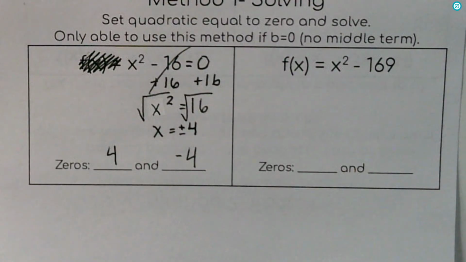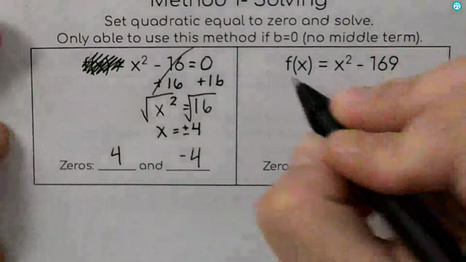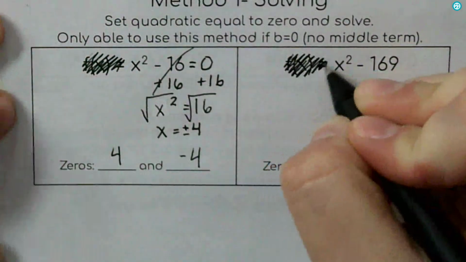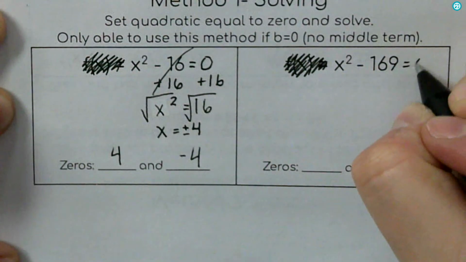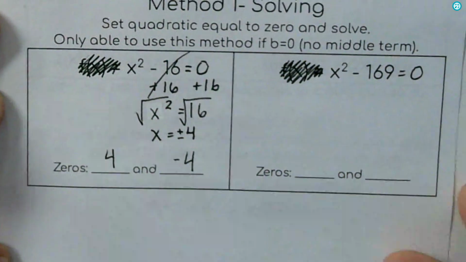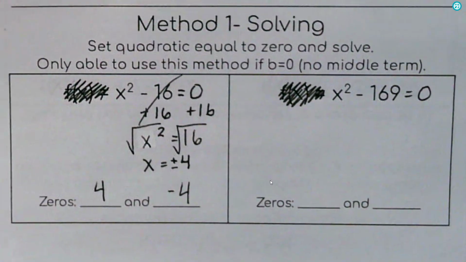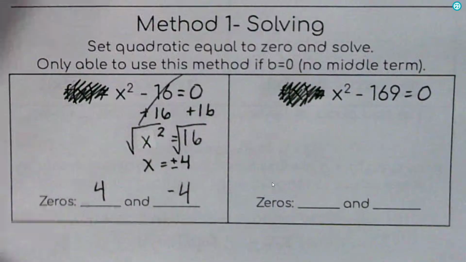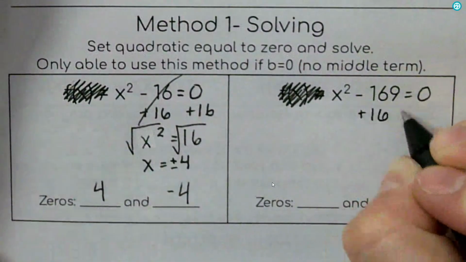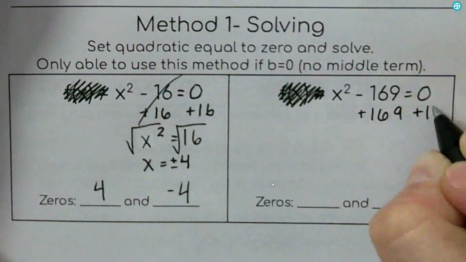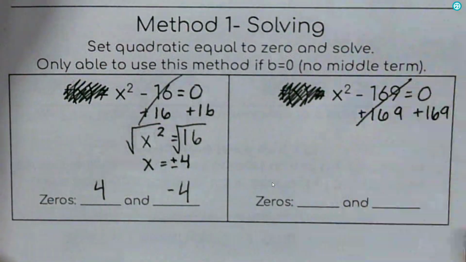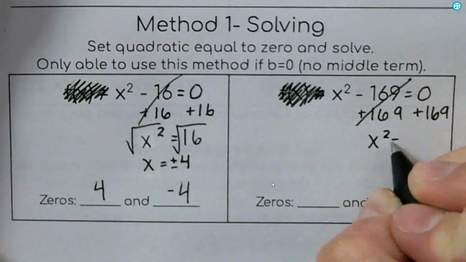All right, let's do one more, and that way, this is the easier option of today. Maybe, I don't know. So we're going to set it equal to 0. I shouldn't say things are easier, because some people might think the other option's way easier. Okay, we'll add 169 to both sides. We get x squared equals 169.